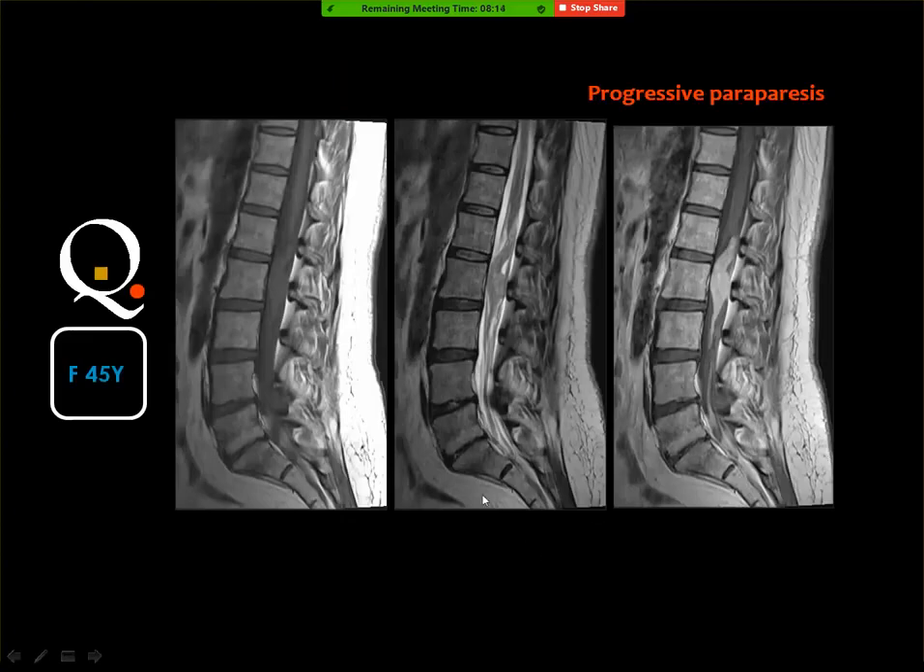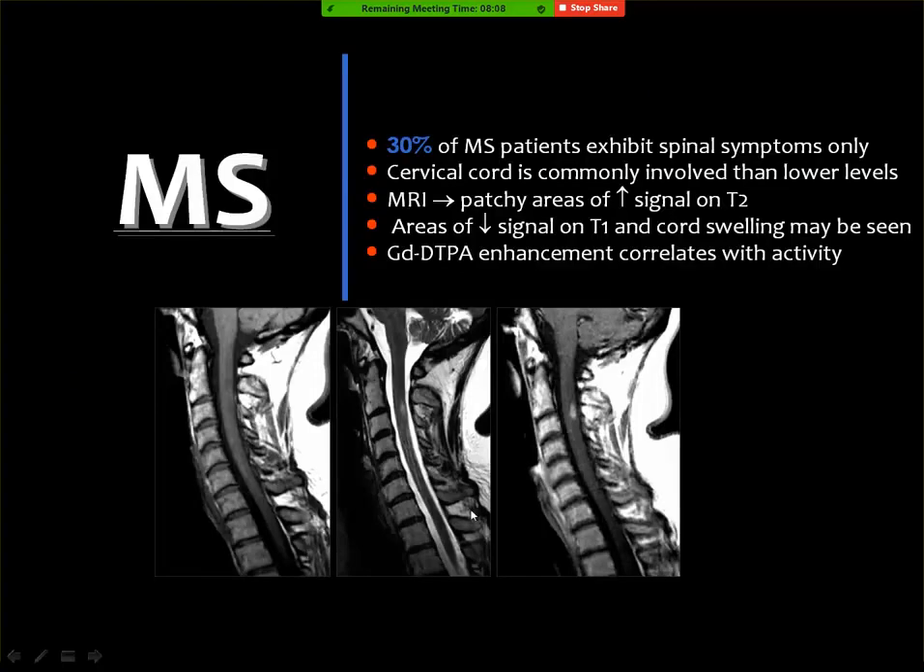Then what do you think of this? Excuse me, doctor, the previous lesion. If we want to comment, we will say intramedullary lesion or abnormal bright signal in the T2 image. This is intramedullary because it is inside the substance of the cord.